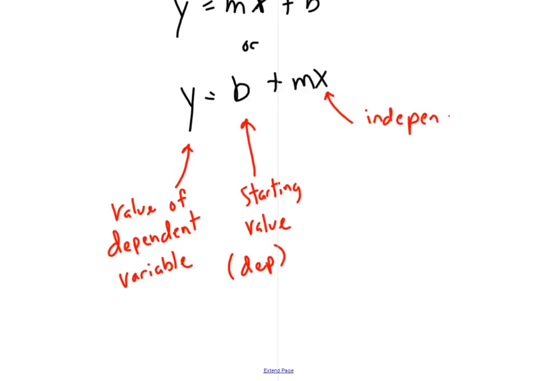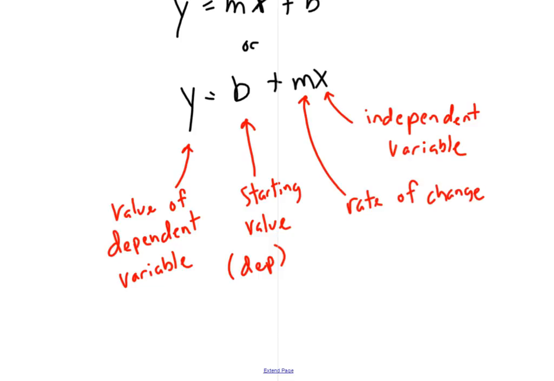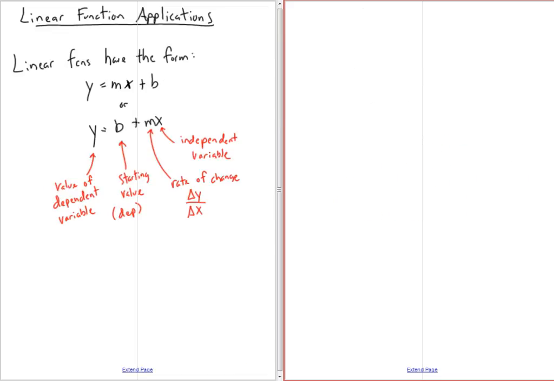X, as I mentioned a second ago, is the independent variable. That's whatever can change freely in the relationship between the x and the y. And then m, I'm sure you know that's the slope, but in these sort of problems it's more helpful to think about that as the rate of change. Specifically, it's the change in y over the change in x.